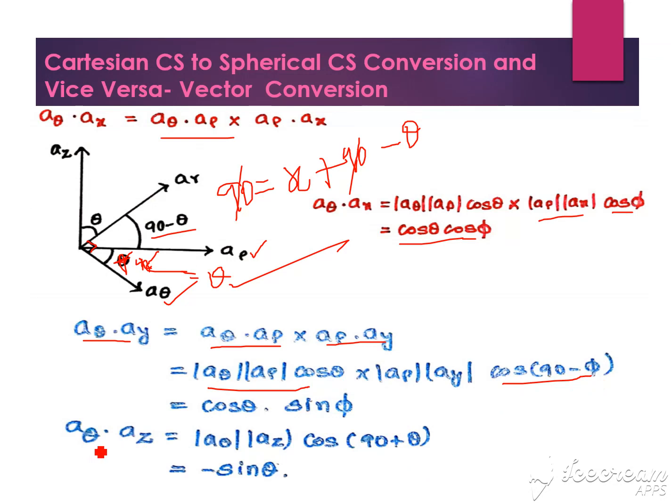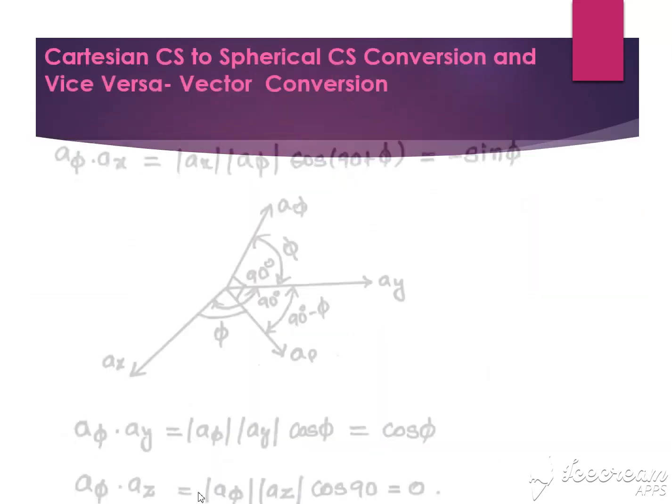What about the last one? A theta dot az. What is the angle between theta and az? Simply 90 plus theta. Up to rho we have 90, because in cylindrical the angle between rho and z is 90, plus theta, which we already found. Now 90 plus theta is in the second quadrant. In the second quadrant only sine has a positive sign. Here cosine is there, so we need a minus sign. Cos of 90 plus theta is minus sin theta.